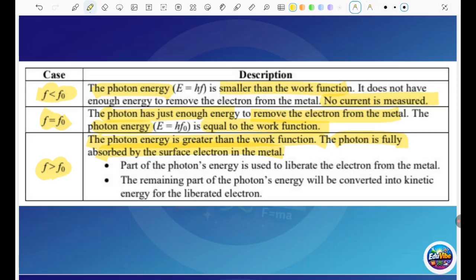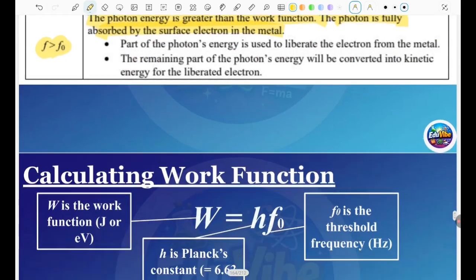That is the only thing you have to know about this. These cases apply to any photon energy, and the photon energy always depends on frequency, and we use Planck's constant to elaborate on the answers.